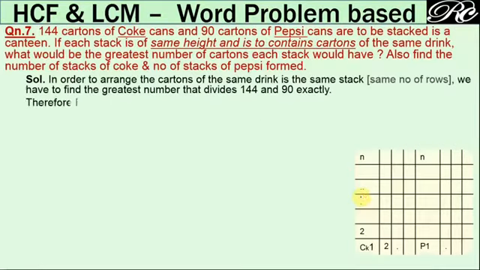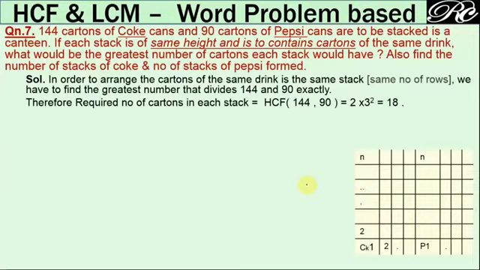Same as the earlier one. So 144 cartons of Coke cans and 90 cartons of Pepsi cans are to be stacked in a canteen. If each stack is of the same height and is to contain cartons of the same drink, what would be the greatest number of cartons each stack would have? Also find the number of stacks of Coke and the number of stacks of Pepsi. So let us see this. Let us consider this as the Coke carton and this as the Pepsi carton.